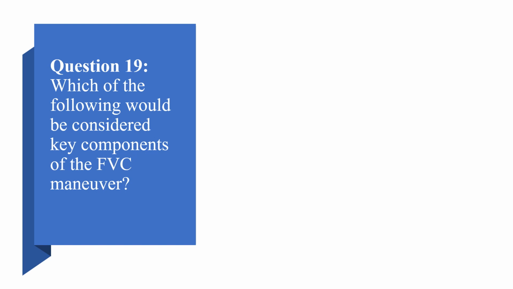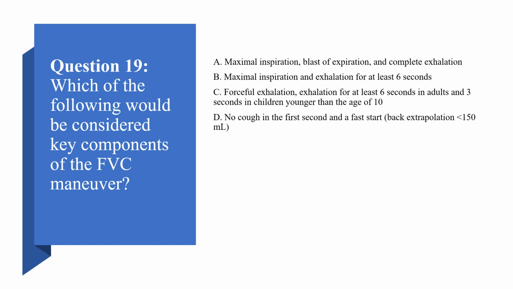Question 19. Which of the following would be considered key components of the forced vital capacity maneuver? A, maximal inspiration, a blast of expiration or exhalation, and a complete exhalation. B, maximal inspiration and exhalation for at least 6 seconds. C, forceful exhalation, exhalation for at least 6 seconds in adults and 3 seconds in children younger than age 10. And D, no cough in the first, second, and a fast start.